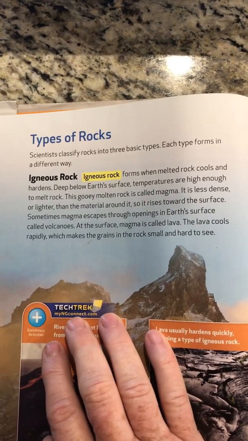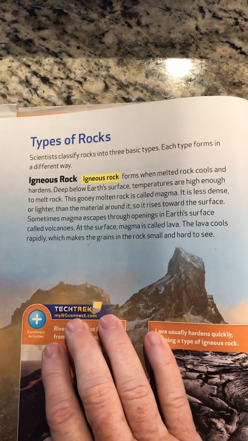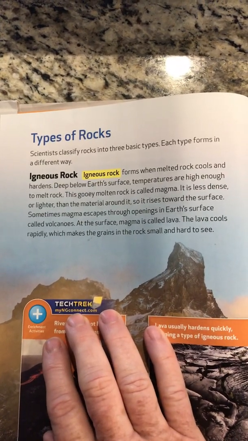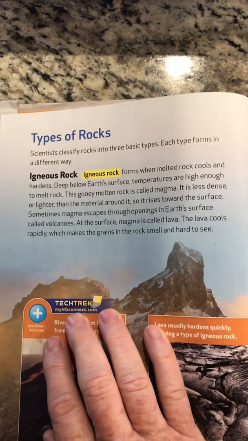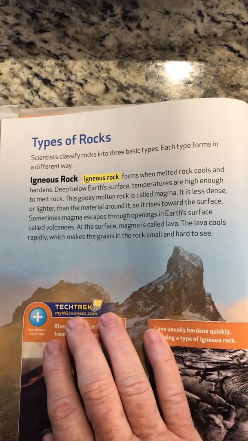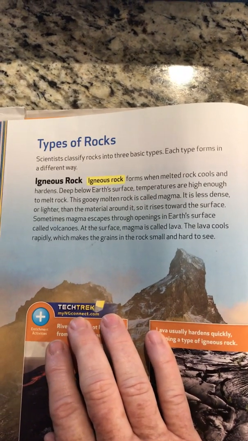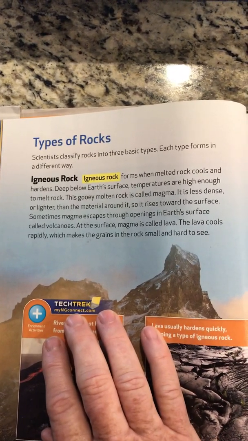Deep below the Earth's surface, temperatures are high enough to melt rock. This gooey molten rock is called magma. It is less dense or lighter than the material around it, so it rises towards the surface. Sometimes magma escapes through openings in the Earth's surface called volcanoes. At the surface, magma is called lava. Lava cools rapidly, which makes grains in the rock small and hard to see.